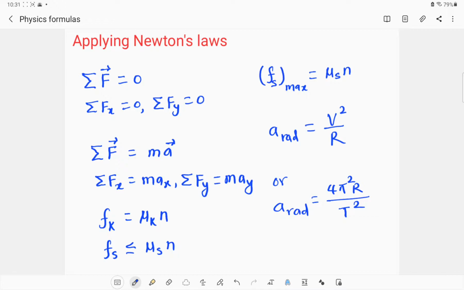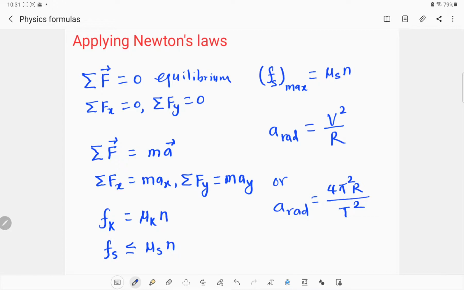In mathematics, we can say this, right? Summation F, that is the sum of all the forces, which we also call the net force on a body, is equal to 0. This is said to be the equilibrium condition. So let me write down here: equilibrium condition. Okay, so this is the first law.